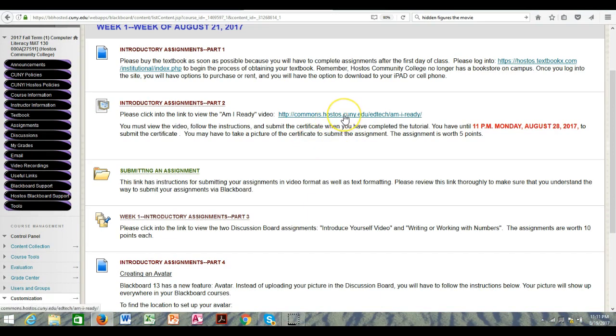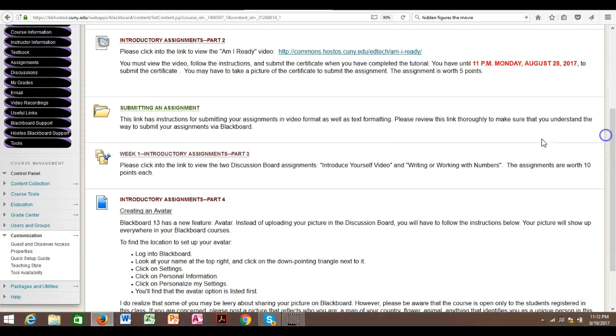So after you finish the assignment, the tutorial, are you ready? Then you have to take a picture of the certificate and submit it through the assignment link. And obviously, the tutorial is going to show you how to submit an assignment. That's part 2. Part 3, the discussion board. There are 2 discussion board topics.